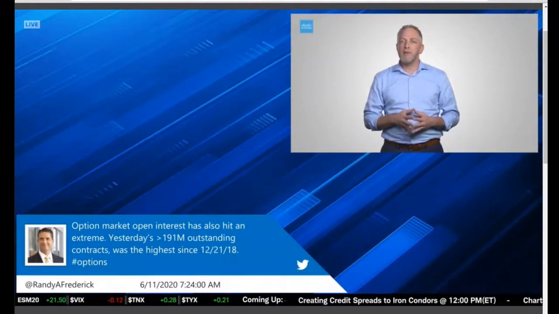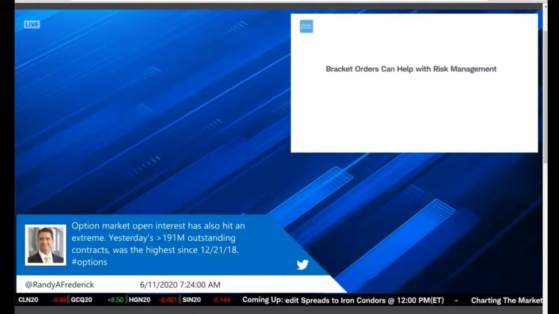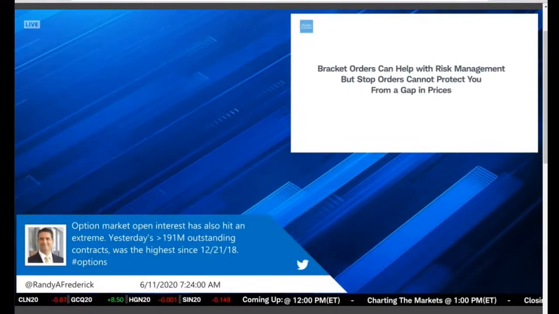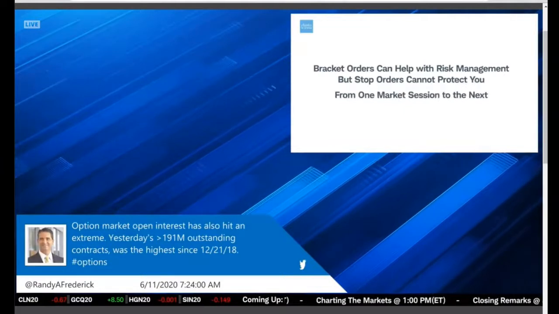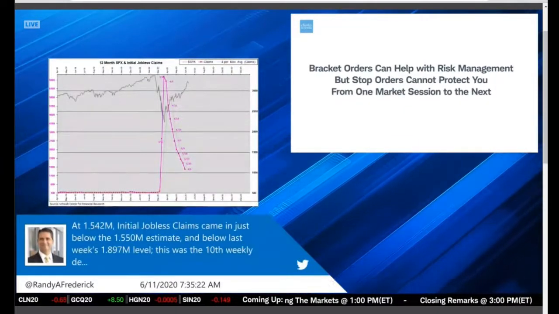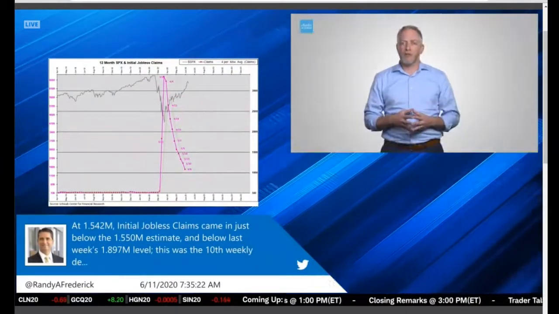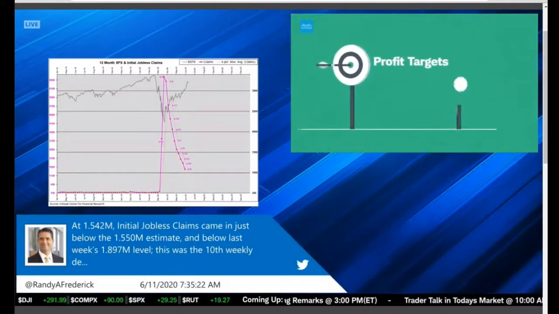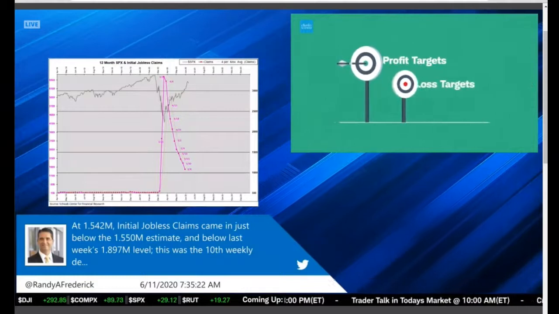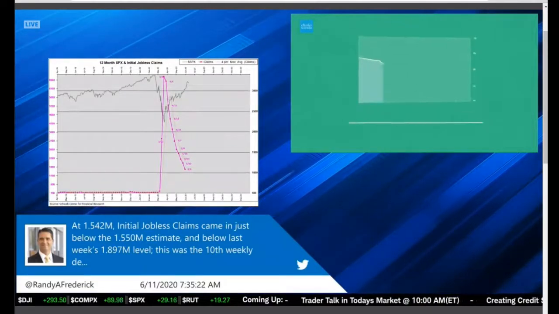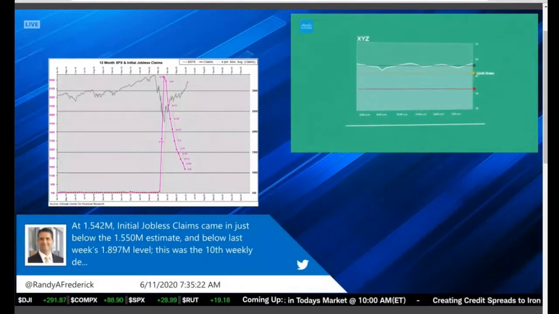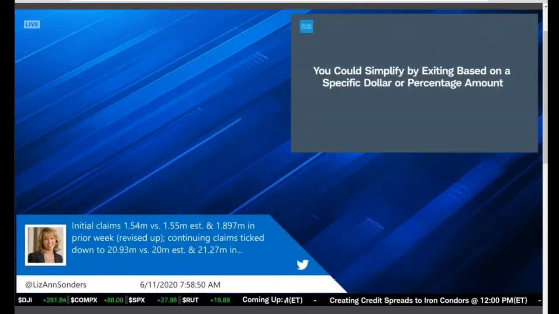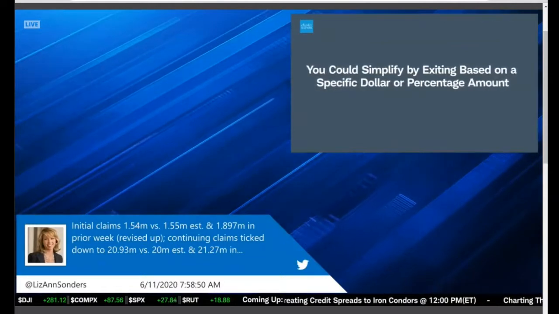It's important to keep in mind that while bracketing helps with risk management, stop orders will not protect you from a gap in prices during market hours or from one regular session to the next. To start a new position with a bracket, a trader needs to first establish profit and loss targets. While some traders will analyze a chart to set these price levels, it can be effective to simplify the process and exit based on a specific dollar or percentage amount instead.